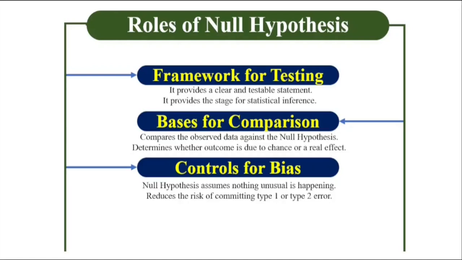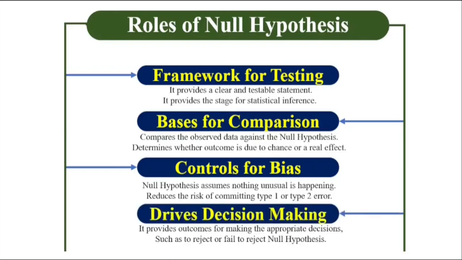On this basis, it is only when the data show a statistically significant result, usually when the p-value is less than the significance level of 0.05, do we reject the null hypothesis in favor of the alternative hypothesis. In doing this, the null hypothesis truly controls for bias. And 4, it drives decision making. The outcome of a hypothesis test is to either reject the null hypothesis or fail to reject the null hypothesis. This outcome guides researchers, scientists, and decision makers in making the appropriate decisions.